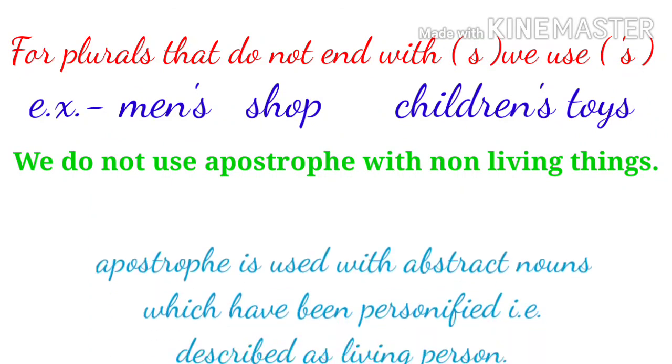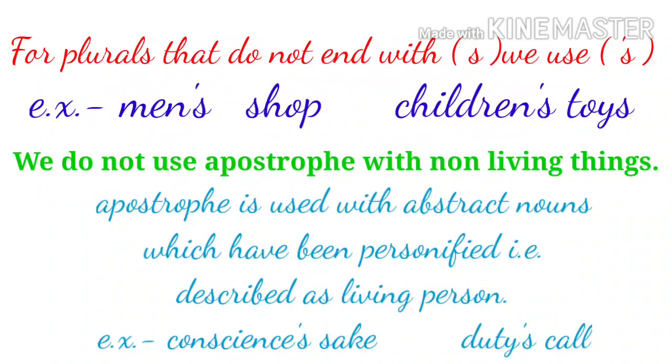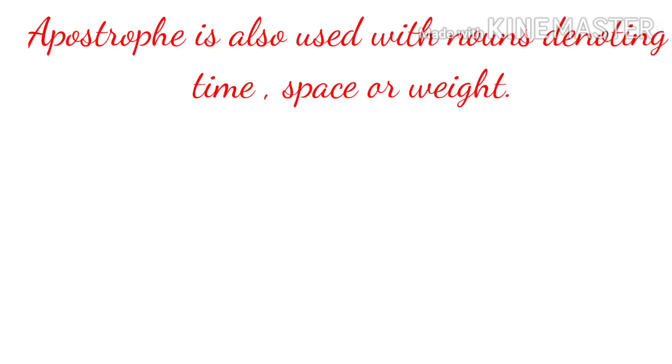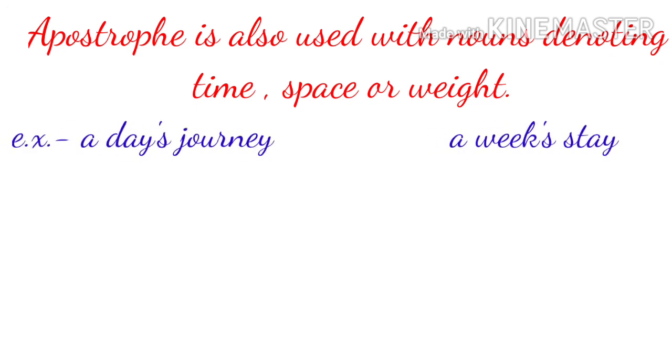Remember, we do not use apostrophe with non-living things. Apostrophe is used with abstract nouns which have been personified, meaning described as a living person, like conscience' sake, duty's call. Apostrophe is also used with nouns denoting time, space or weight. For example, a day's journey, a week's stay.